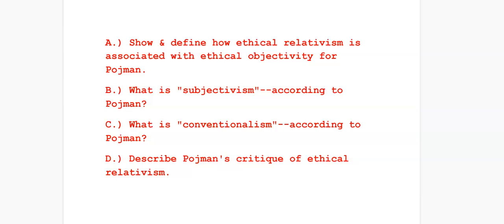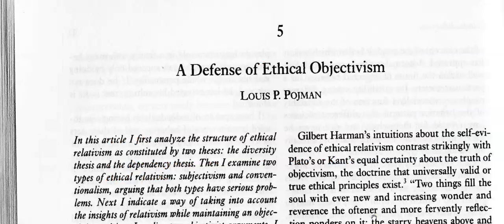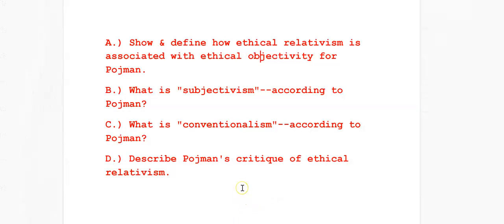Hello class, so I'm back and I want to cover the work that we were writing on for a defense of ethical objectivism by Louis P. Pojman. And so we have a series of questions. A, show and define how ethical relativism is associated with ethical objectivity for Pojman. B, what is subjectivism according to Pojman? C, what is conventionalism according to Pojman? D, describe Pojman's critique of ethical relativism.